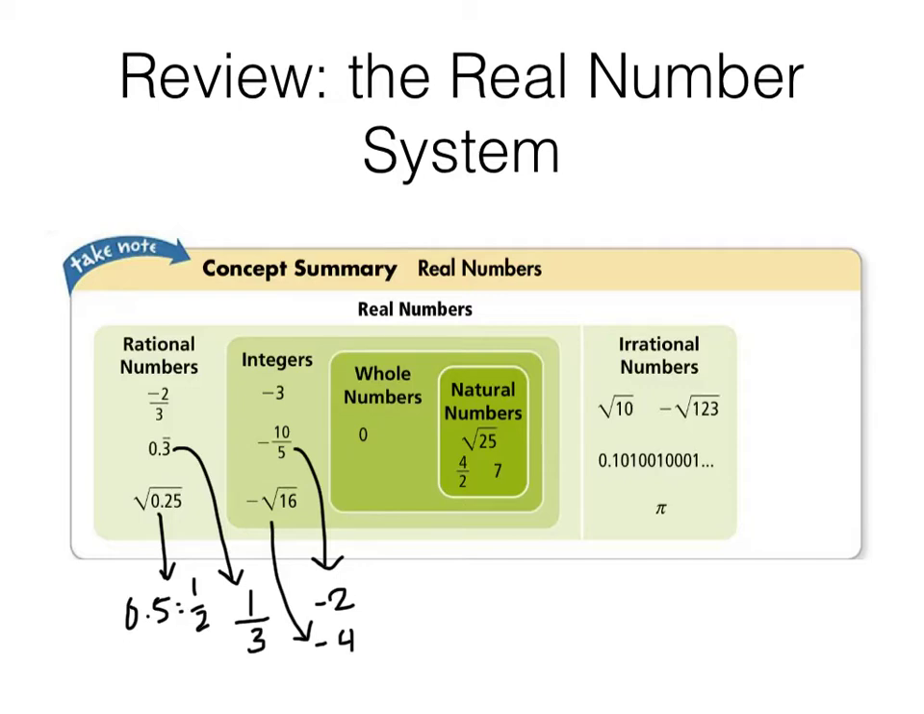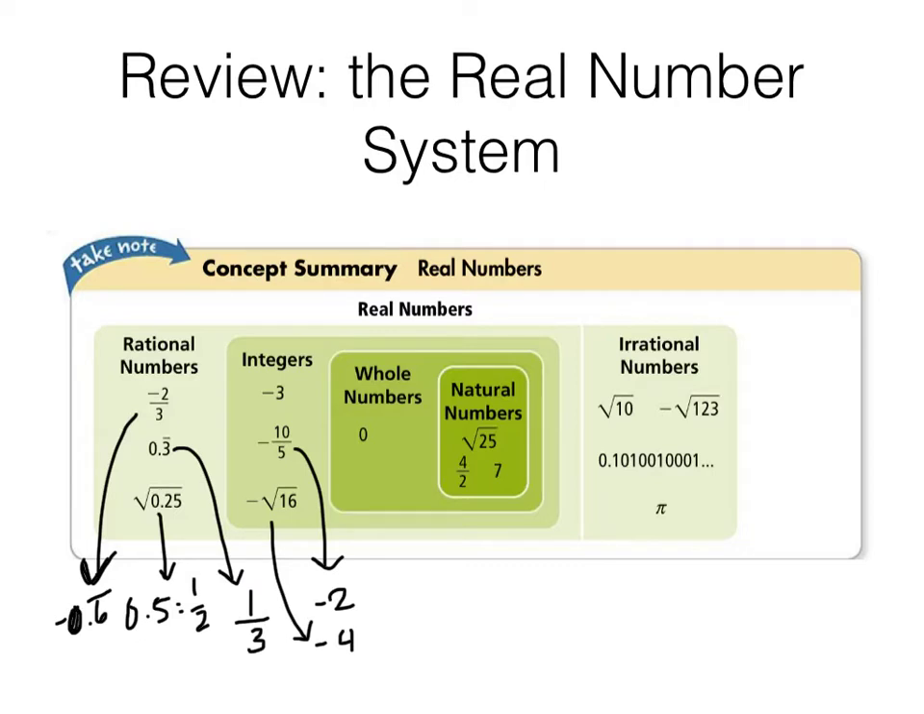So your negatives don't necessarily need to be integers. Notice back here, -2/3 is not an integer because you cannot express it without a decimal or a fraction. You have to express -2/3 as a fraction or a repeating decimal. If it were a repeating decimal, it would be -0.6 repeating. And we should know our basic repeating decimals.